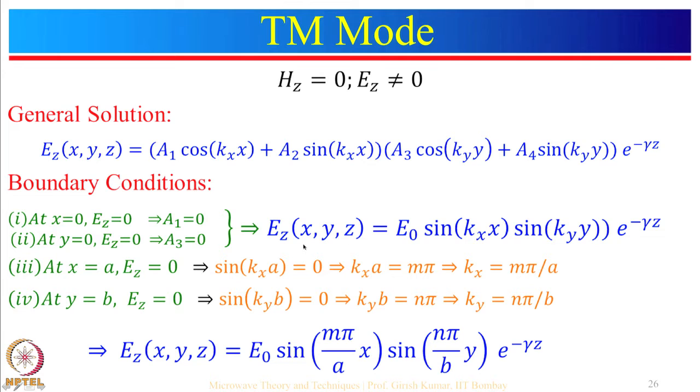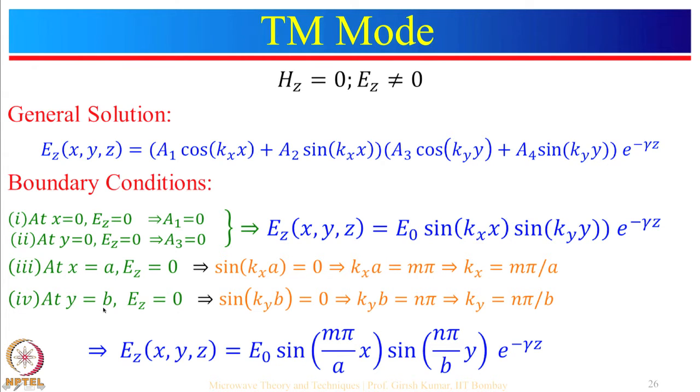Now apply the other two boundary conditions, which are at x equal to a, Ez equal to 0, and at y equal to b, Ez equal to 0. So if we put x equal to a in this equation, then what will happen? Sin kx into a, that should be 0, which makes kx into a is equal to m pi, where m is an integer. So from there we will get the value of kx is equal to m pi by a.